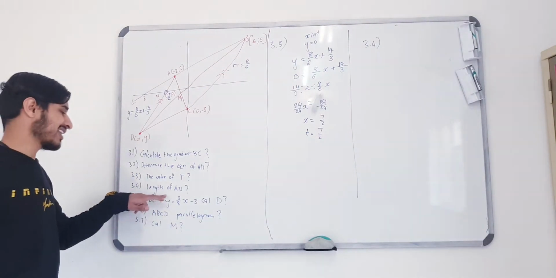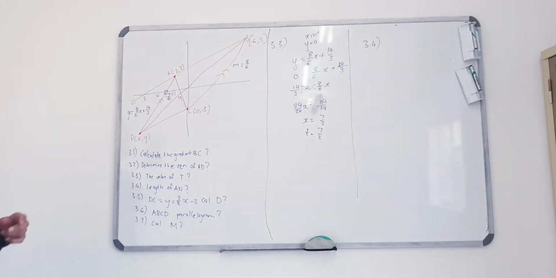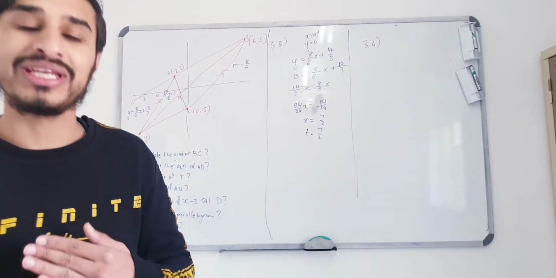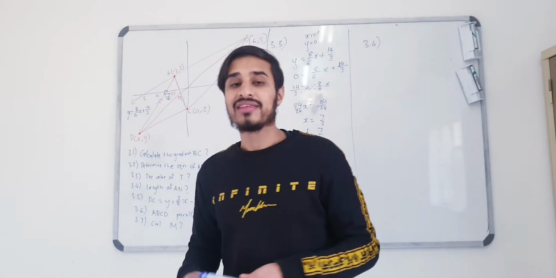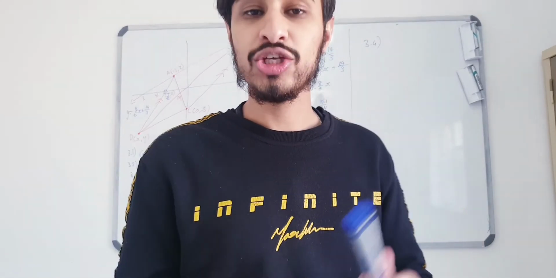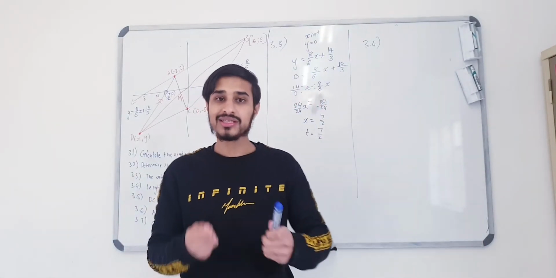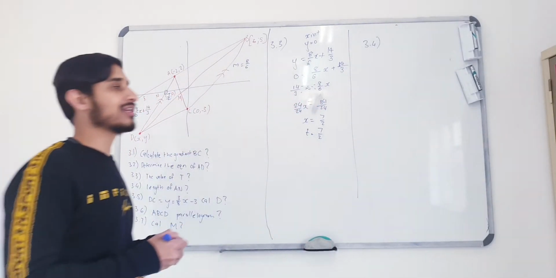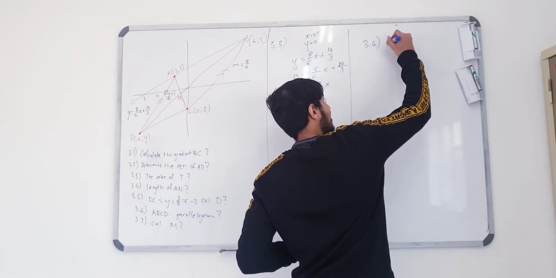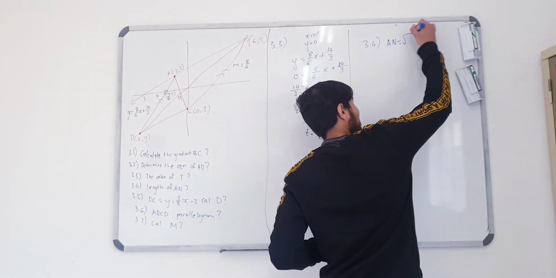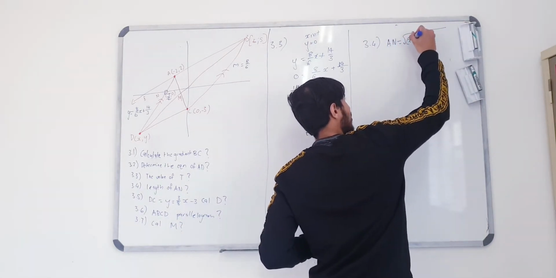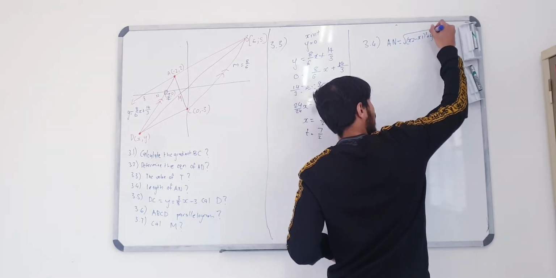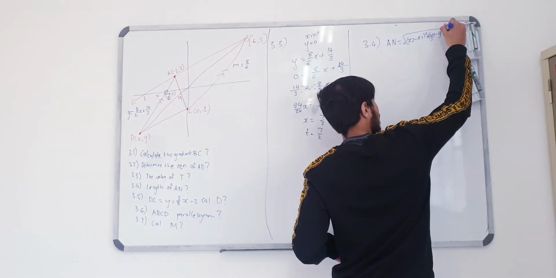Right, so let's see what 3.4 says. It says the length of AN. If you're looking at this AN, how do you calculate length in analytical geometry? The main way of calculating a length is to use your distance formula. So how do we go about this? We first say the length of AN equals my distance formula, which is the square root of x2 minus x1 squared plus y2 minus y1 squared.